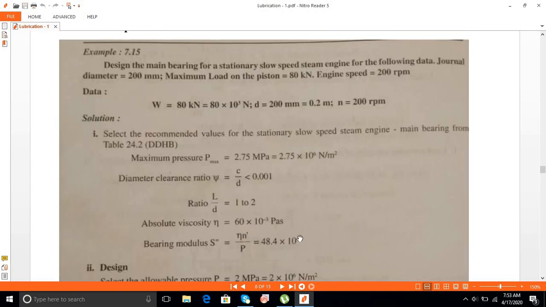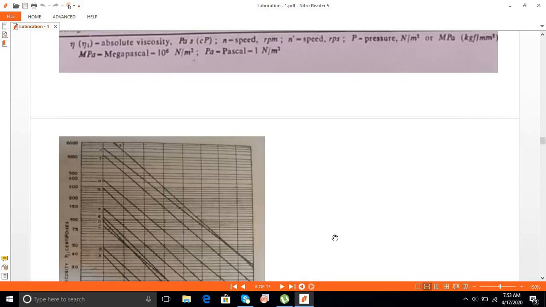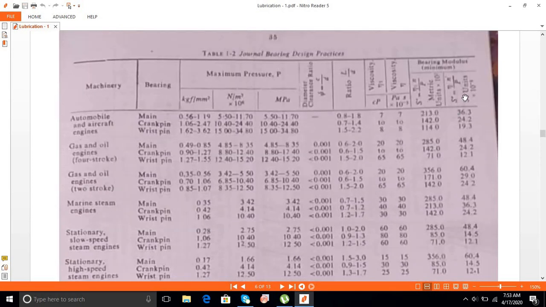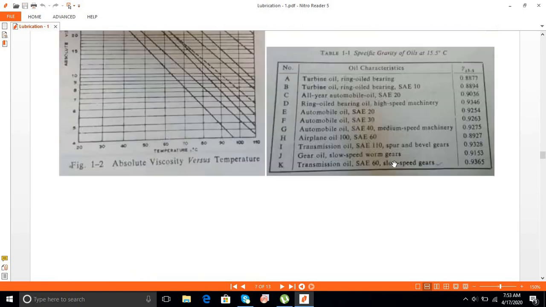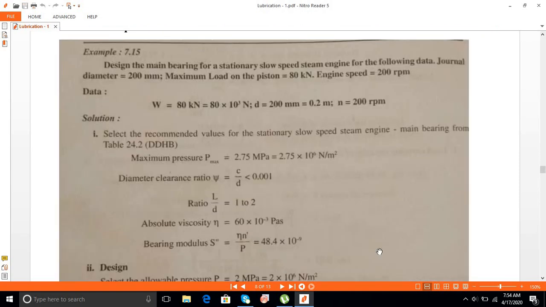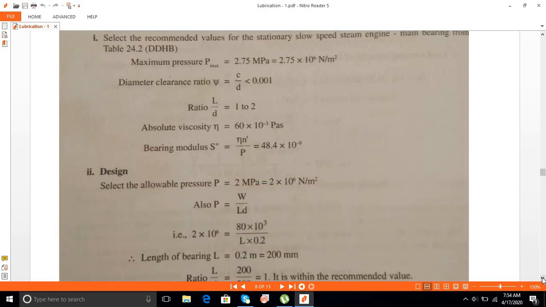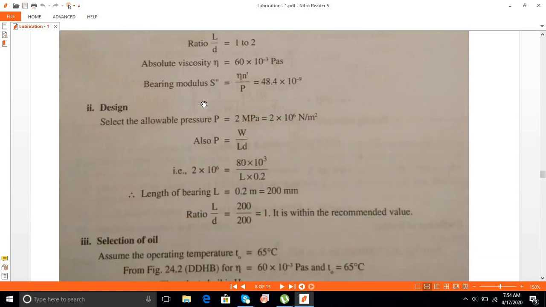So this 285 which I have mentioned is in terms of metric units. In SI units it is just 48.4. 48.4 is the bearing modulus into 10 power 9. So listing the data is the first step.